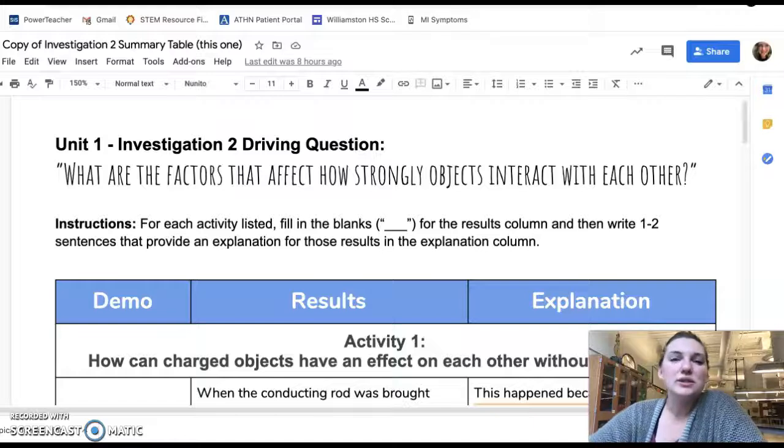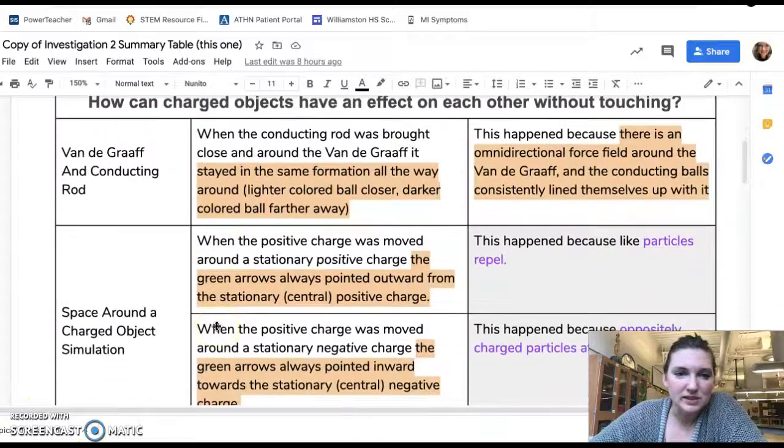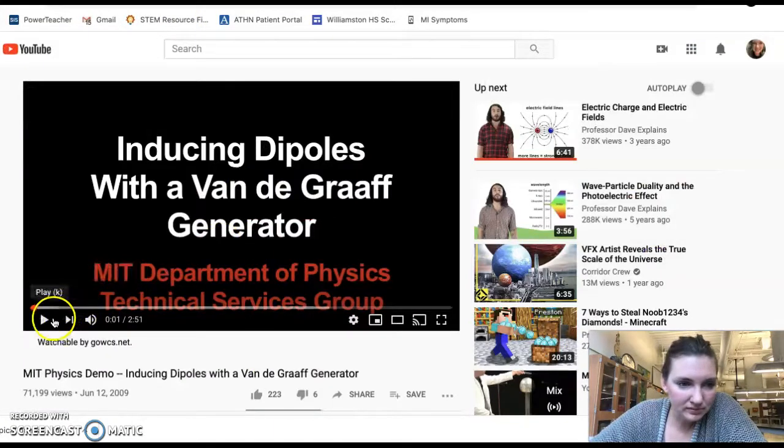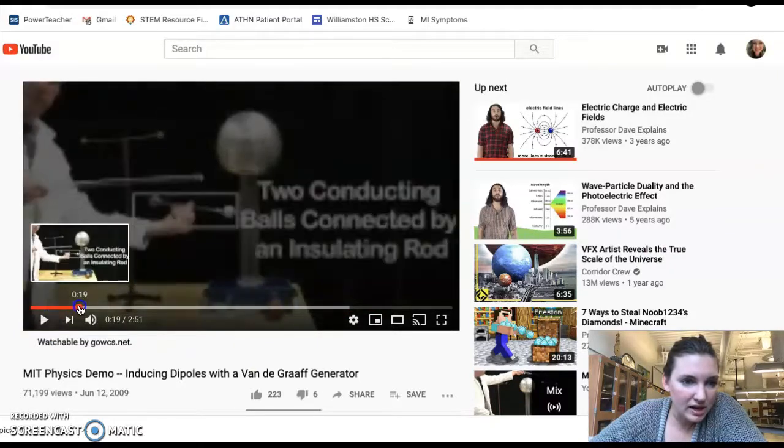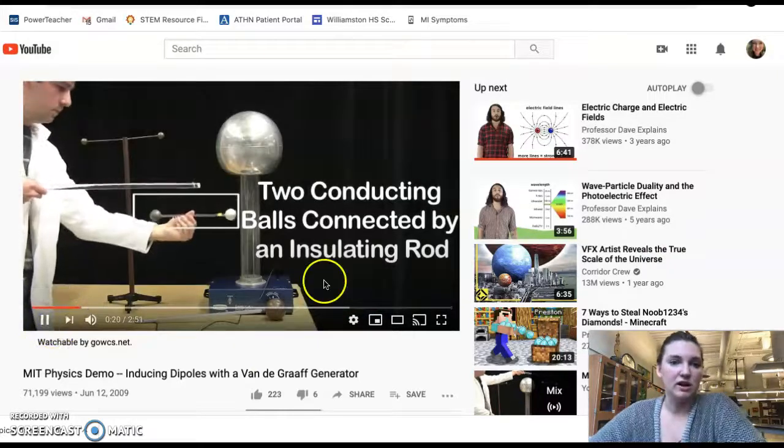Hey, so in this unit we've been toying around with the question: what are the factors that affect how strongly objects interact with each other? The first activity that we did was we watched this video, which I will show you real quick, about the conducting rod with the two balls going around the Van de Graaff. Here we go.